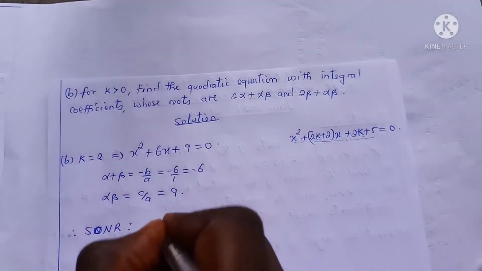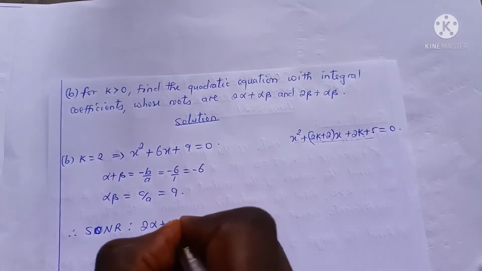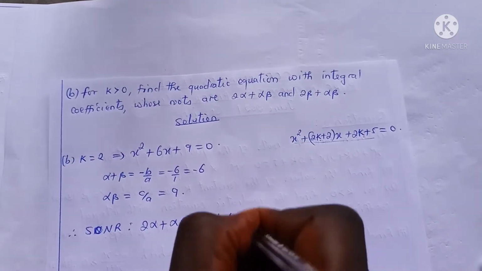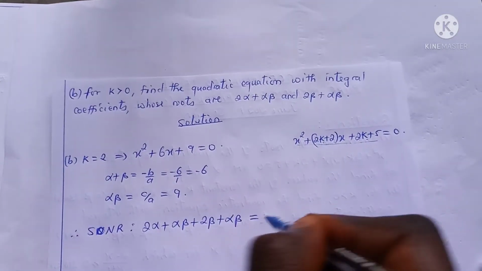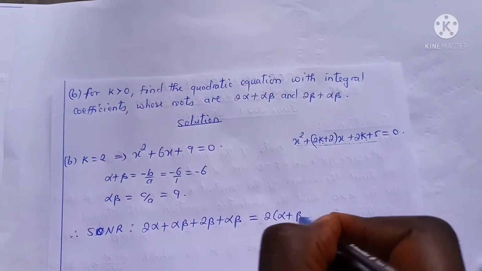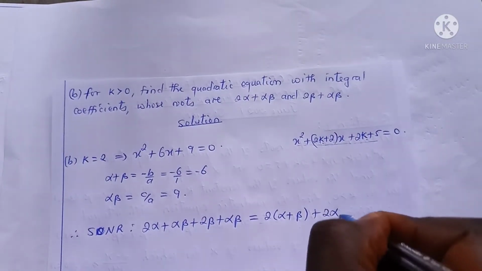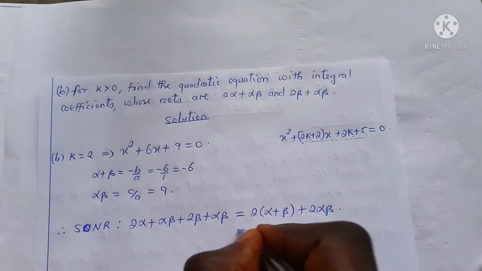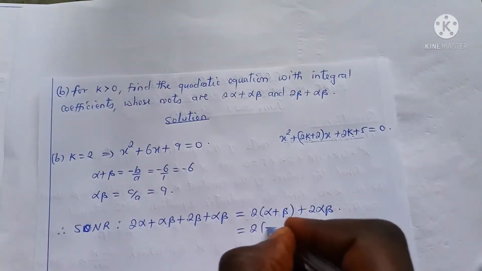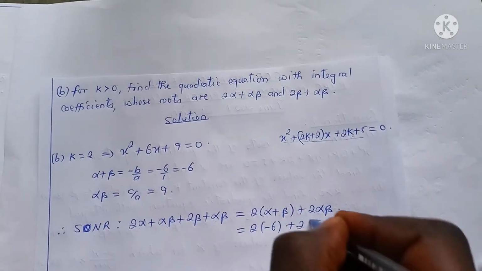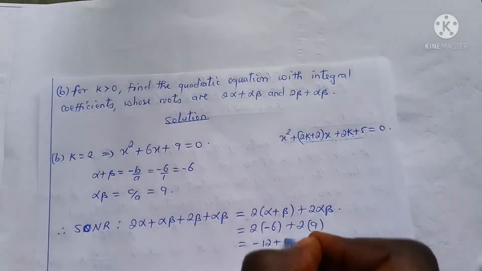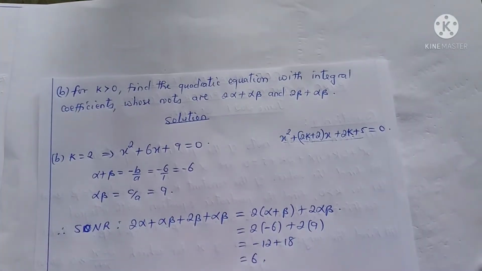And the sum is 2 alpha plus alpha beta plus 2 beta plus alpha beta, which is equal to 2 into alpha plus beta plus 2 alpha beta. So this gives us 2 into, we know our alpha plus beta is negative 6, plus 2 into alpha beta is 9. So this gives us negative 12 plus 18, and this answer is 6.